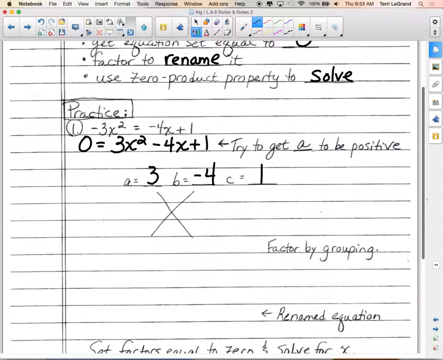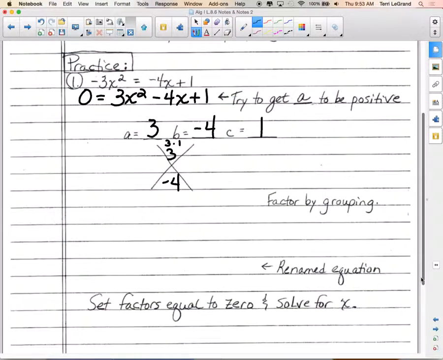What do we have to do when A is not 1? You have to multiply A times C. Well, in this case, we still are multiplying by 1, but not always is that the case. So our product has to be 3, and our sum has to be negative 4. Negative 3, negative 1. Okay.